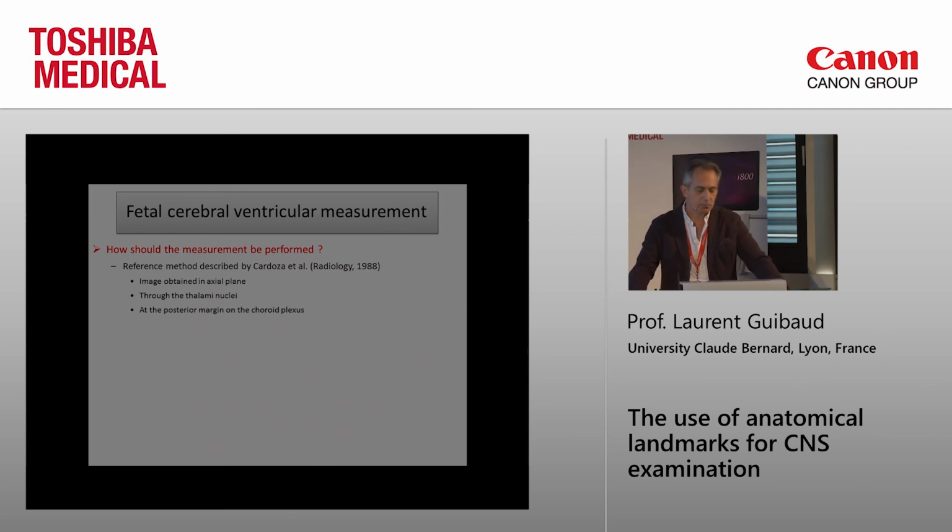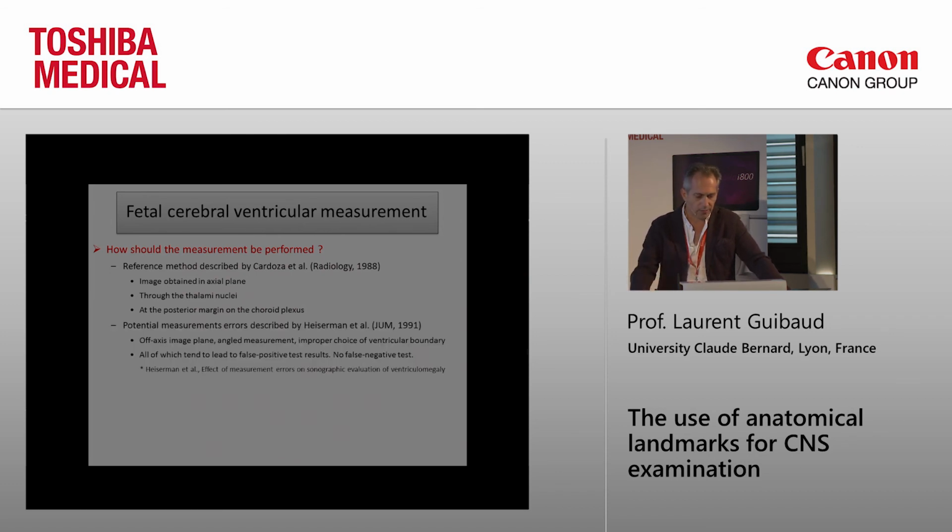Most people say, yes, it's very difficult. It's easy to measure the ventricle. You have an axial plane, you look at the thalami, and it's simple. But in fact, this was published in 1988, and 2 years after that, there is this publication showing that we can be off the axial plane. We can have a poor choice of the ventricular border. It can be angulated, and all this leads to false positive results.